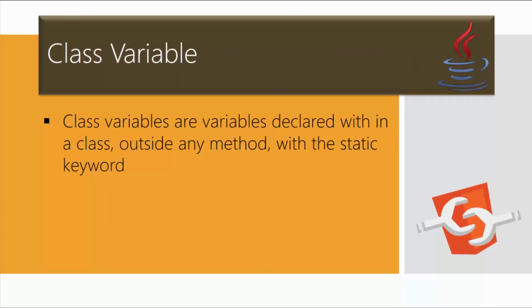Moving forward, class variables are variables declared within a class, outside any method, with the static keyword. So whenever we use the static keyword, we're essentially working with a class variable.